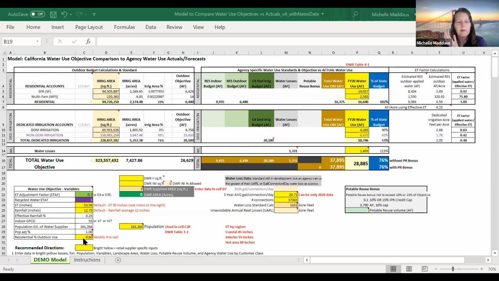But so that's kind of just an overview. Again, residential at the top, dedicated irrigation, water loss, and then a total. And then you can kind of see the percent of the budgets here and how you're doing. Again, approximate, but it will give you an idea.